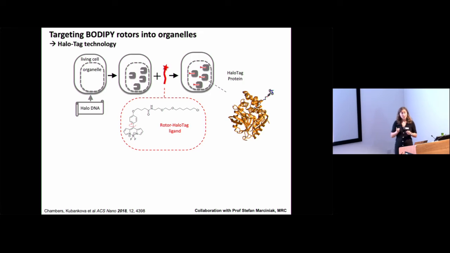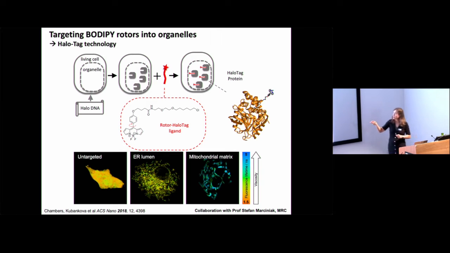But if we want particular organelle targeting, we can actually do better than this. So this is an example of a Halo-targeted rotor, where our rotor has been conjugated to this haloalkane ligand, which can interact with the targeted HaloTag protein, which is expressed specifically in a particular organelle. And so here shown are maps obtained using the same kind of rotor dye, untargeted here, or targeted to either ER or mitochondrial matrix.